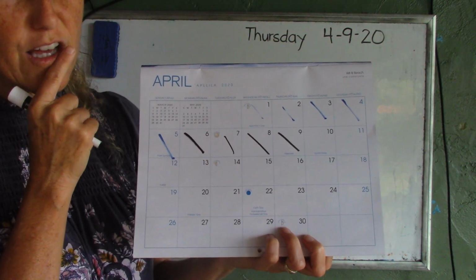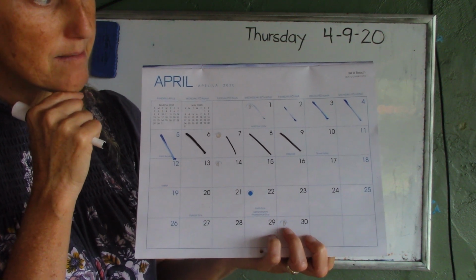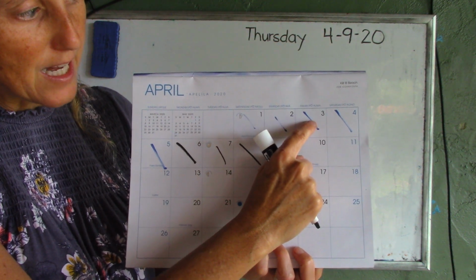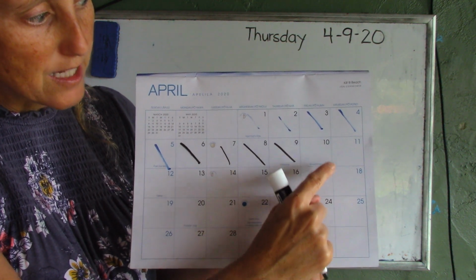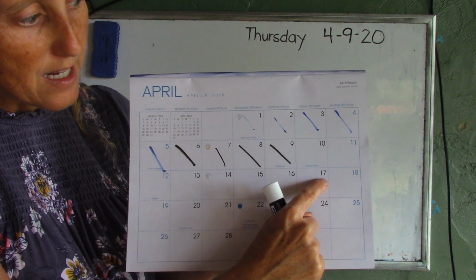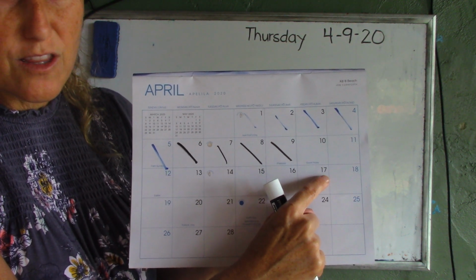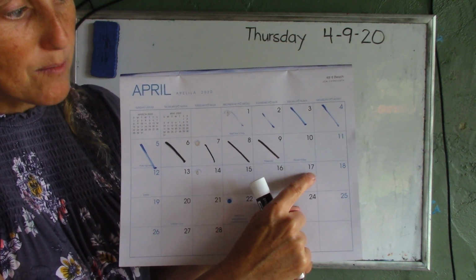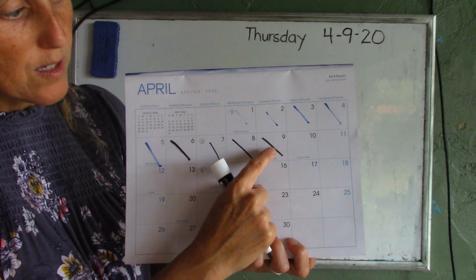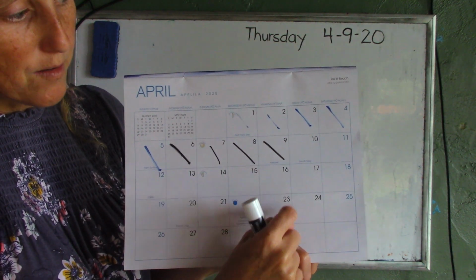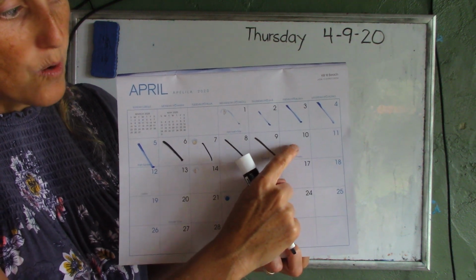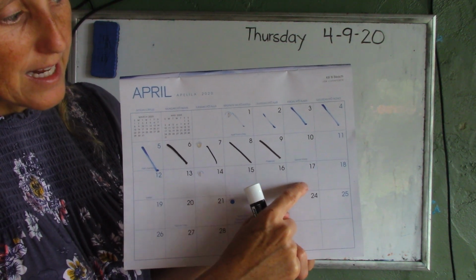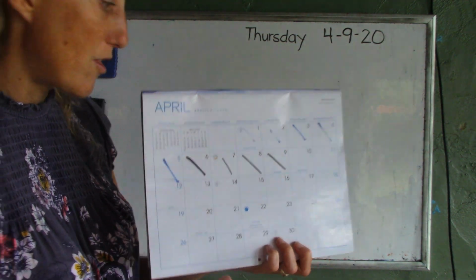Well, what is the third Friday? So we want to go over to the Friday, and we want to see this is the first Friday, this is the second Friday. So what is the third Friday? Right, the 17th. The third Friday in April is the 17th. Right, and then how many more days until the third Friday? So we don't count today, but we can start counting tomorrow until we get to the 17th. Ready? 1, 2, 3, 4, 5, 6, 7, 8. There's 8 more days until the third Friday.